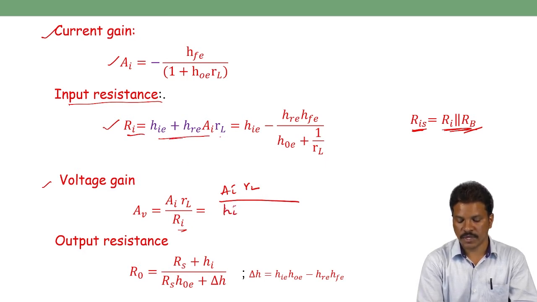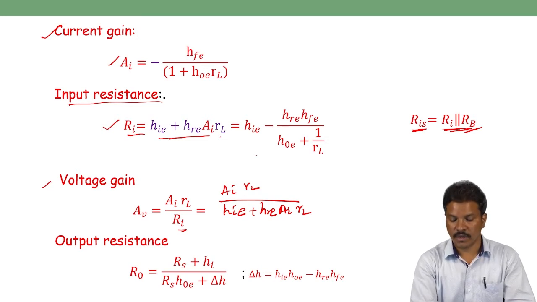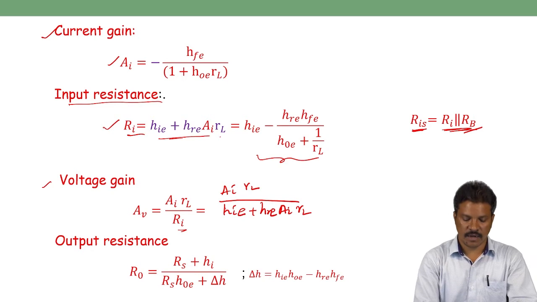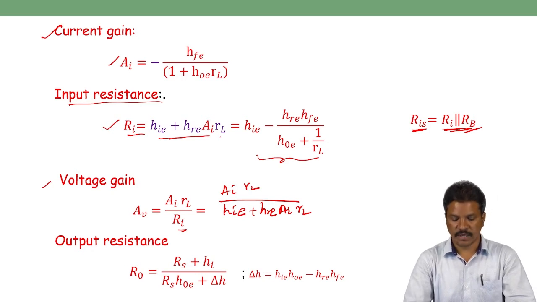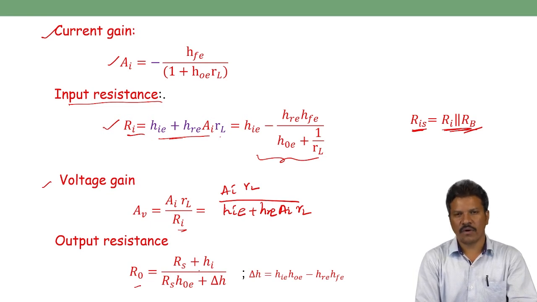So we can substitute HIE plus HRE AI into RL. Otherwise, we can substitute this one, so that we will get voltage gain. And what is output resistance? Output resistance R0 is equal to, we have a formula for generalized amplifier, RSHI divided by RSHO plus delta H.